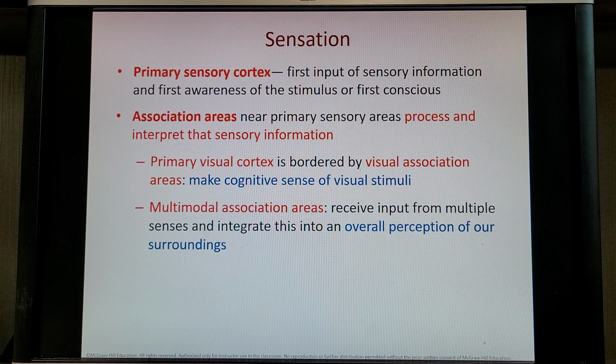Okay, so in order to receive our sensory information in, it's going to go to a primary sensory cortex, and our body is able to make sense of the sensory information due to the association cortexes. So these are going to be close by our primary cortex, which allow us to make sense of the stimuli, also able to put in different types of sensory information in to figure out what's going on.